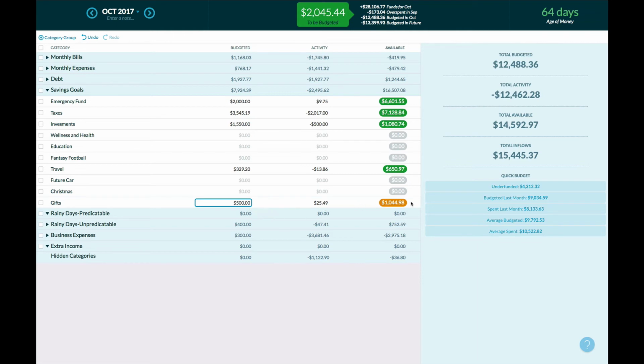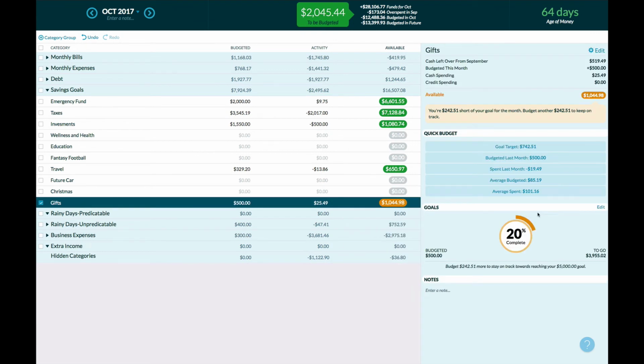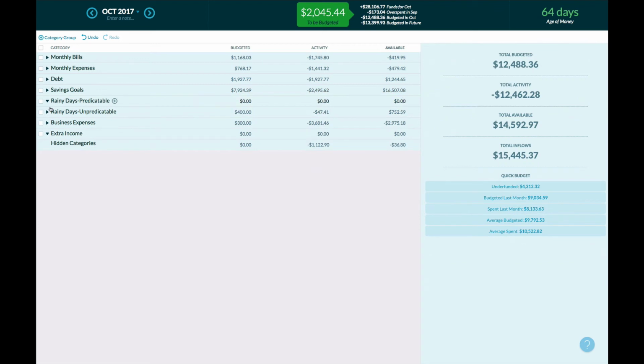So this is orange. It looks like it's not negative. I just have a goal there. If I can click there and get the goal to show up. Anyway, so yeah, that's the goal that I have there. So I'm at 20% there, and this is the goal that I'm trying to hit. So that's why that is orange there. So if you have YNAB, you can set goals within YNAB. So I didn't know that. It's pretty cool.